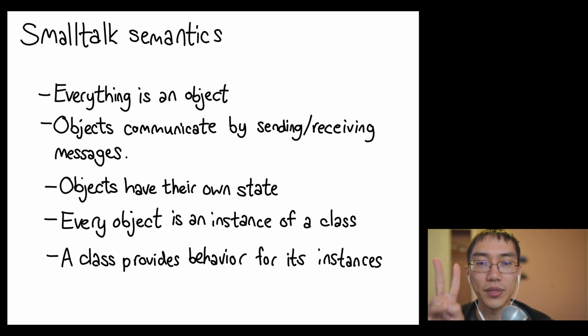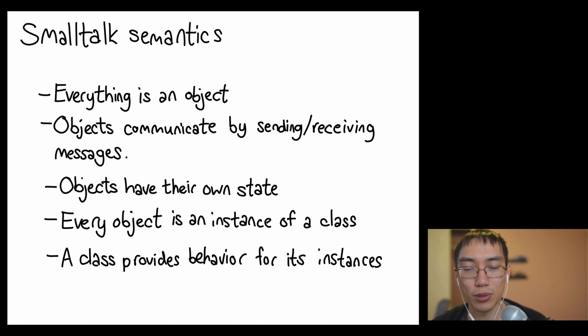Two, objects communicate by sending and receiving messages. So there's none of this directly reaching your hand into an object and setting some field, right? You're going to send a message, and that message is going to do something. And each object has its own state, its own set of local variables that are associated with it, that it can modify or query when it gets messages.